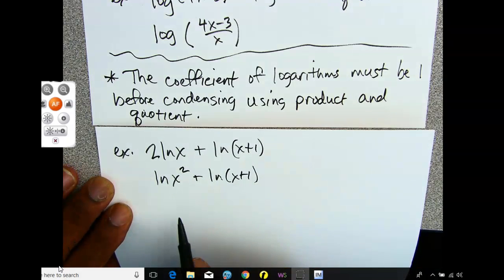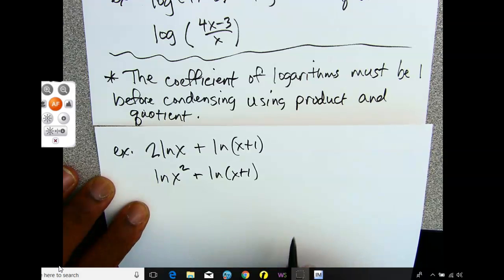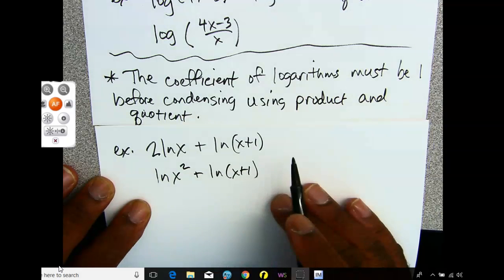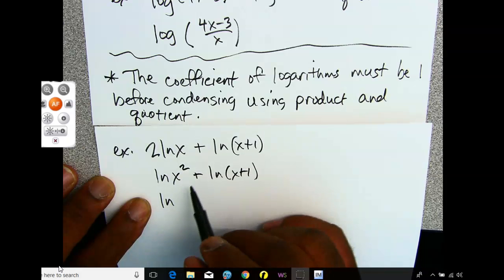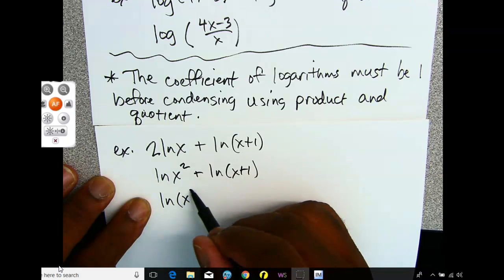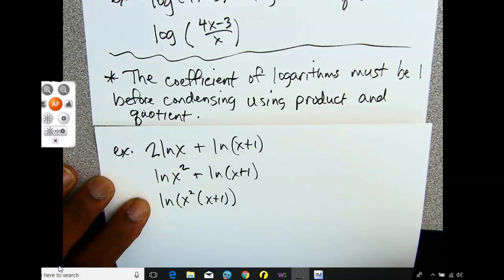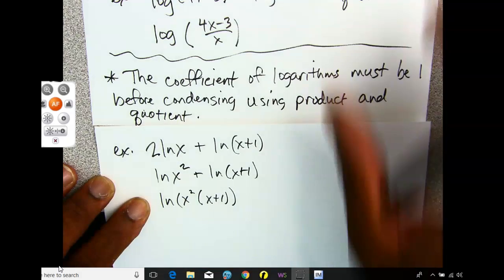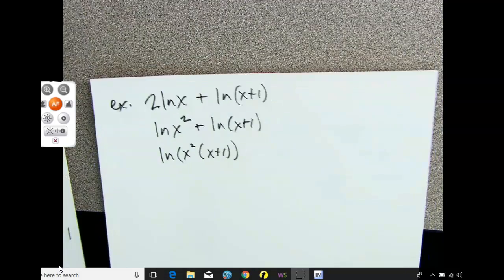Now that the coefficients of our logs are 1, now we can use our product rule to condense this. So here, this will be natural log of x squared times x plus 1. Okay, so again, before you condense, the coefficient of your log needs to be 1.